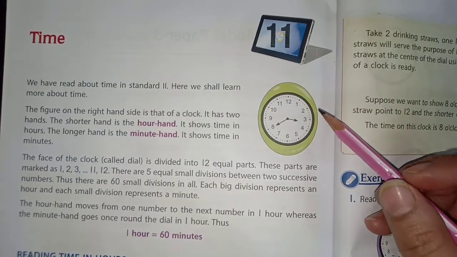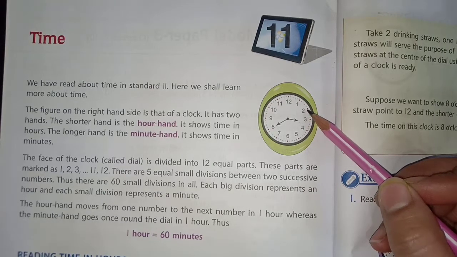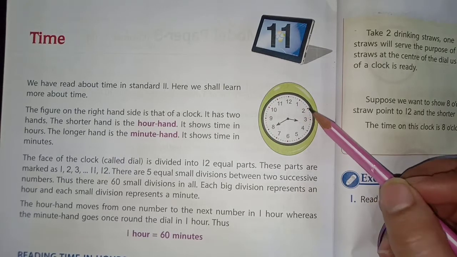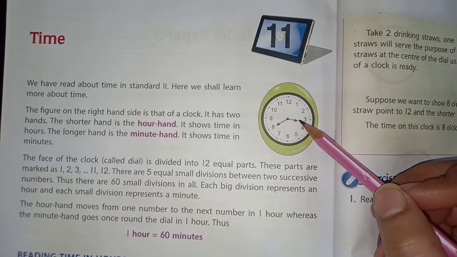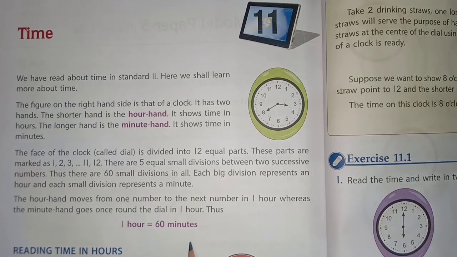So the hour hand moves from one number to the next number in 1 hour, whereas the minute hand goes once round the dial in 1 hour. Thus we can say 1 hour is equal to 60 minutes.